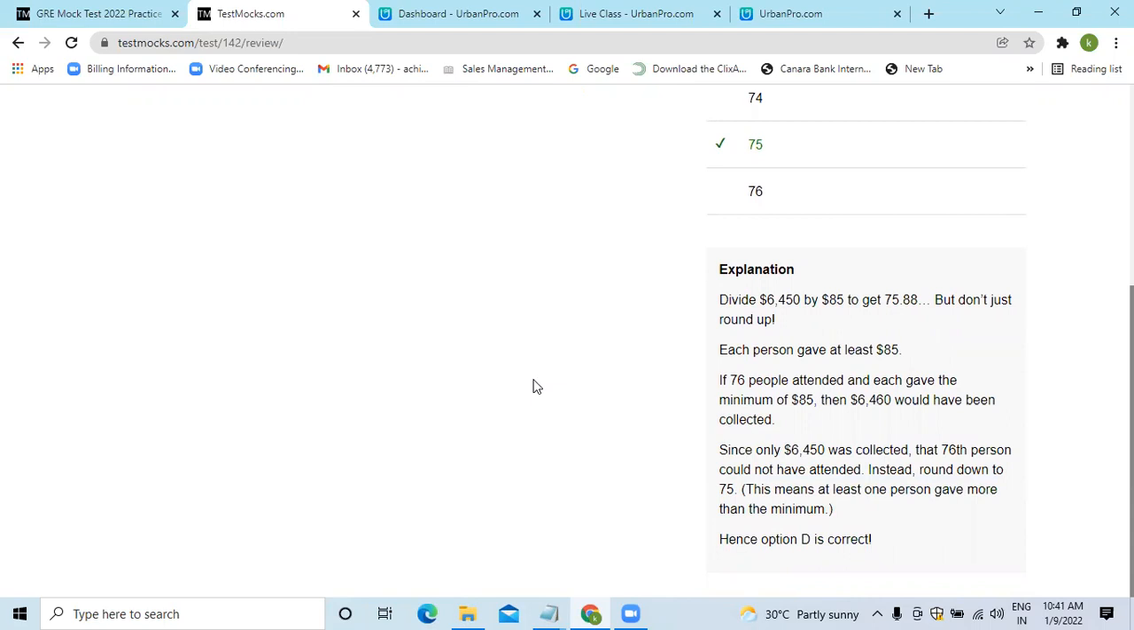That's good. So the question is here, how much did the 76th person contribute? So the 76th person could not have contributed anything. Either he did not attend, am I right? Or he contributed something lower than the minimum. So he is eliminated. Okay, I got it. And so D is right.